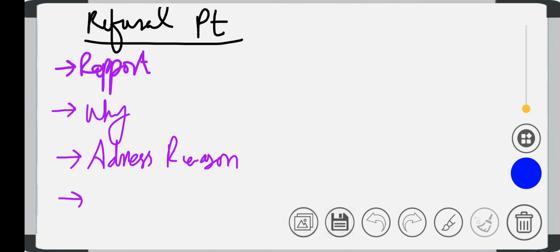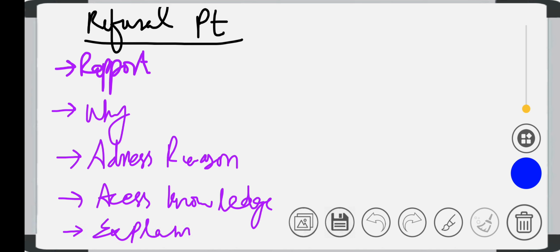If the patient is still refusing, you need to go to the next step, that is assessing the knowledge. You need to assess the knowledge of the patient and what his understanding is about his condition. Whenever you do that, it is followed by explaining things. Whatever he knows, you need to move forward now and explain to him the things which he doesn't know about his or her condition.